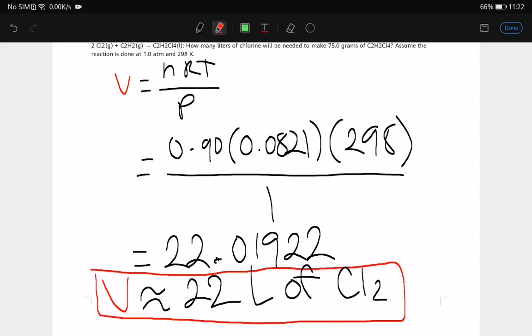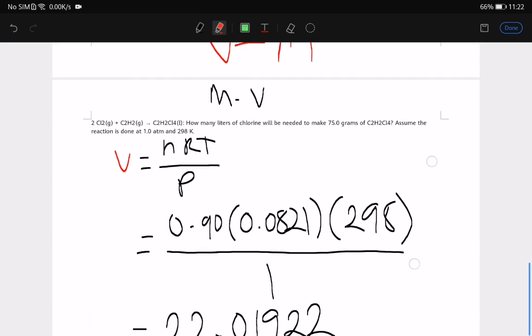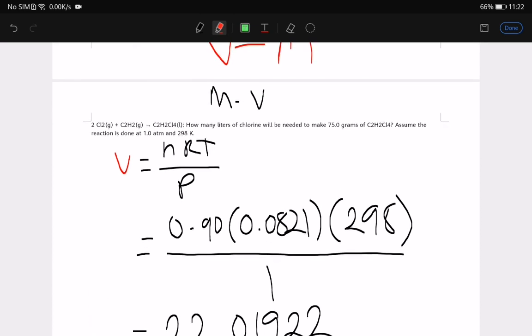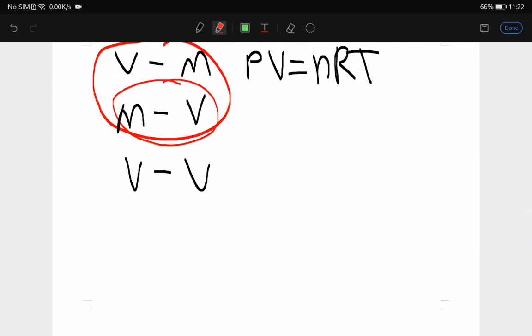That's just an approximation, since other answers you may see are sometimes 21.8 something, but this answer is close to that as well. So that's the mass to volume relationship. As for volume to volume, that's easy, because you assume the moles are the liters. That's already the volume. Just to give a brief example.